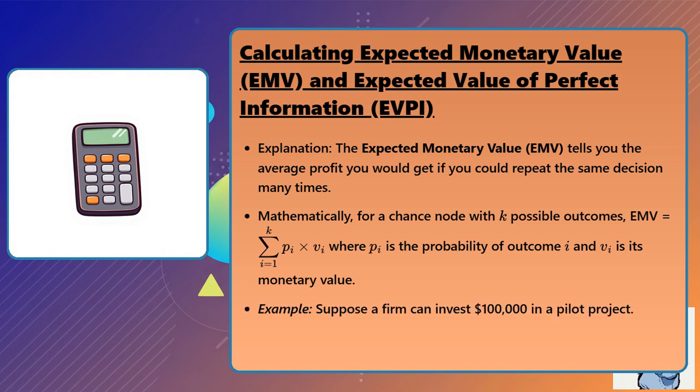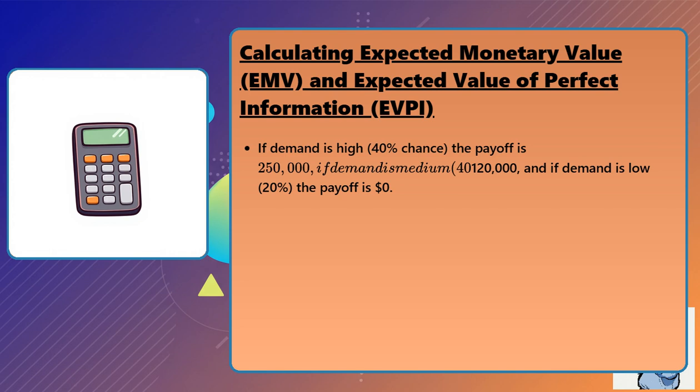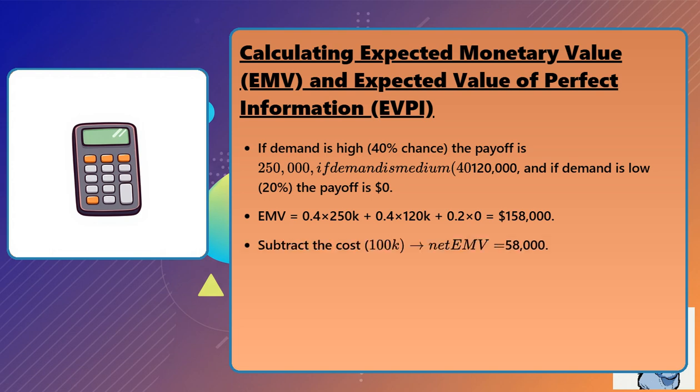Example: suppose a firm can invest $100,000 in a pilot project. If demand is high, 40% chance, the payoff is $250,000. If demand is medium, 40% chance, the payoff is $120,000. And if demand is low, 20% chance, the payoff is 0. EMV equals 0.4 times 250,000 plus 0.4 times 120,000 plus 0.2 times 0, equals $158,000. Subtract the cost, $100,000, gives net EMV equals $58,000.